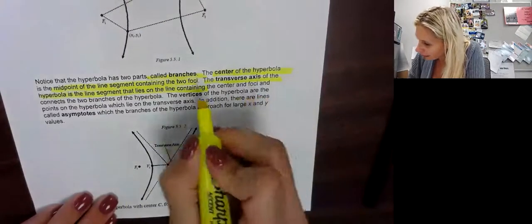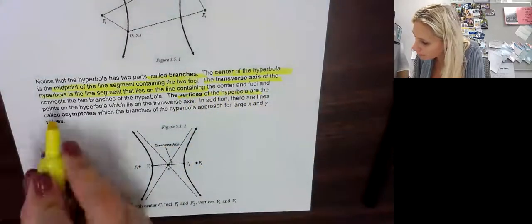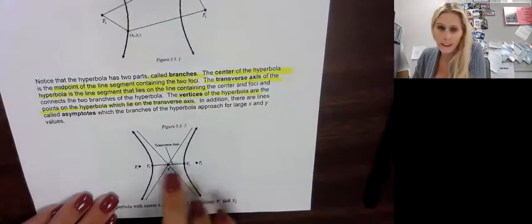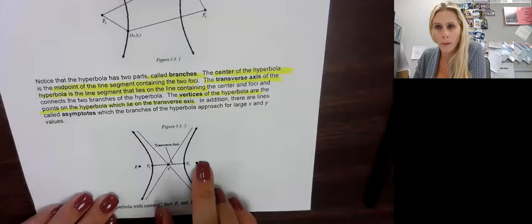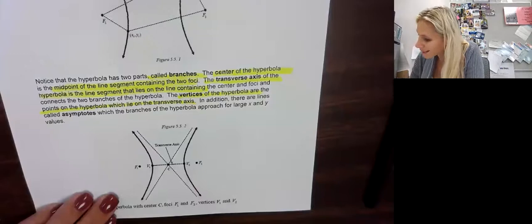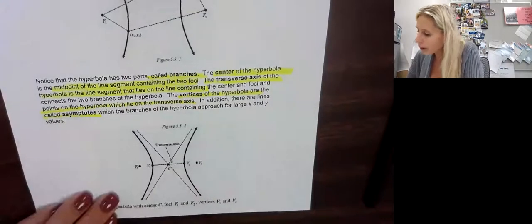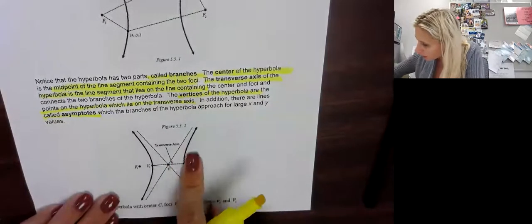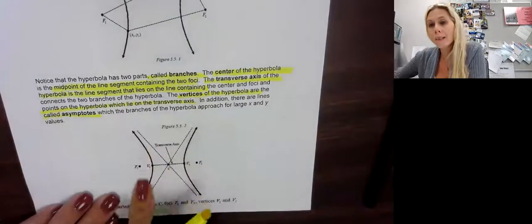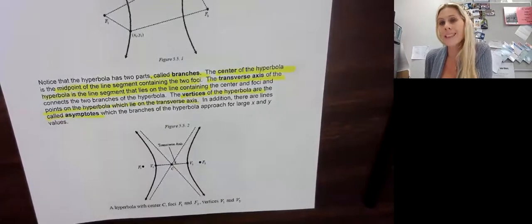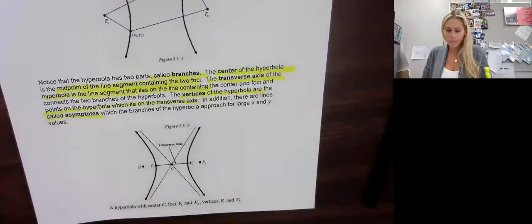The vertices of the hyperbola are the points on the hyperbola which lie on the transverse axis. So having two vertices is almost like your parabola with its vertex, but in this case we're going to have two. In addition, there are lines called asymptotes, which the branches of the hyperbola approach. See, the branch approaches those asymptotes. Something very important is that we will find what those asymptotes are and write them down as linear equations.